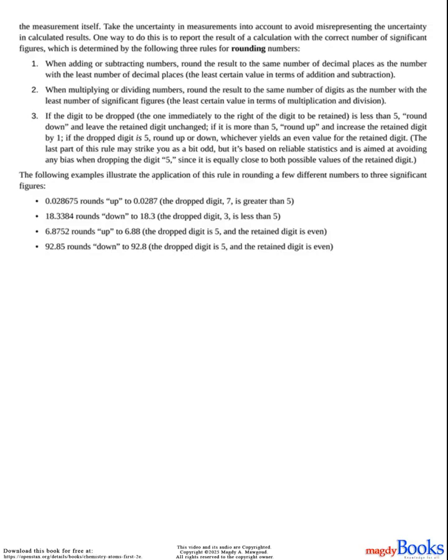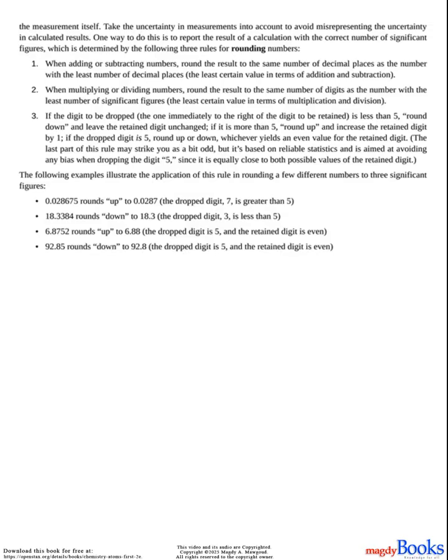0.028675 rounds up to 0.0287. The drop digit, 7, is greater than 5. 2. 18.3384 rounds down to 18.3. The drop digit, 3, is less than 5. 3. 6.8752 rounds up to 6.88.